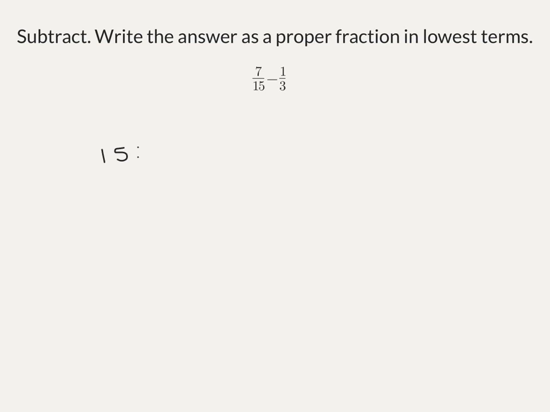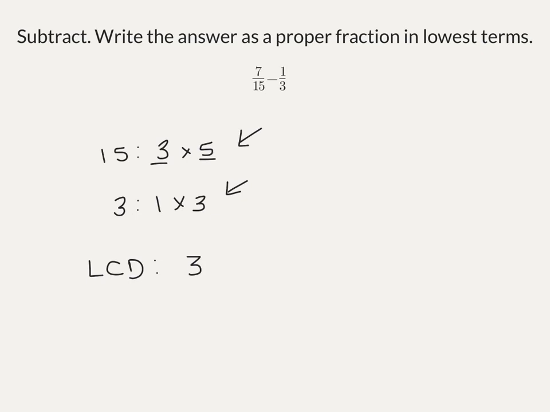First, I'll write the prime factors of 15 and 3. So the prime factors of 15 are 3 times 5. The prime factors of 3 are 1 times 3. Now I want to look at each group and write down the greatest number of times that a factor appears in either group. So if we look at 3, 3 appears 1 time in the first group and 1 time in the second group. So the greatest number of times that it appears in any one group is just once. So I'll write down one 3.